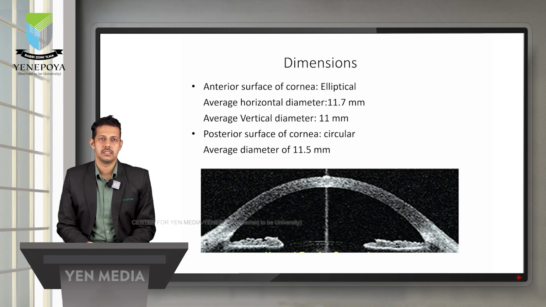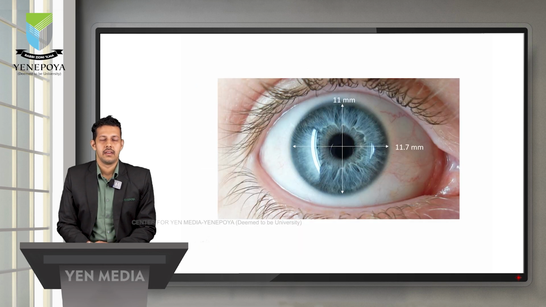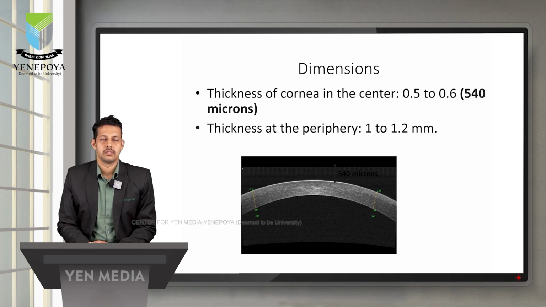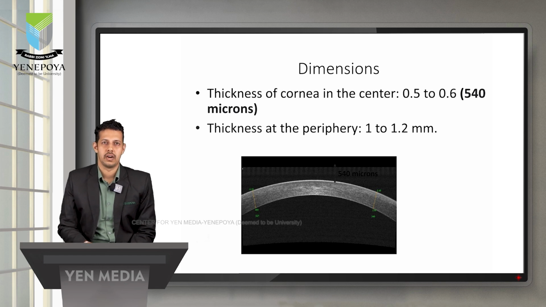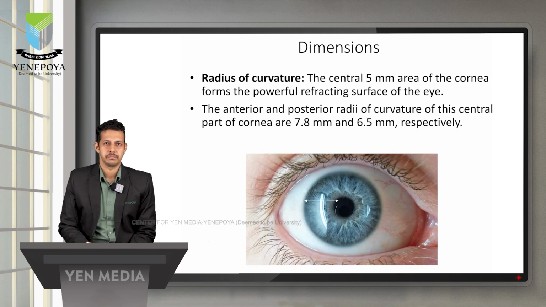These are the dimensions. The anterior surface of the cornea is mostly elliptical and the posterior surface is circular. The importance we will see later. This is the thickness of the cornea. The normal range is 540 microns. The importance of this thickness comes in the pathology of glaucoma, where central corneal thickness plays a huge role.